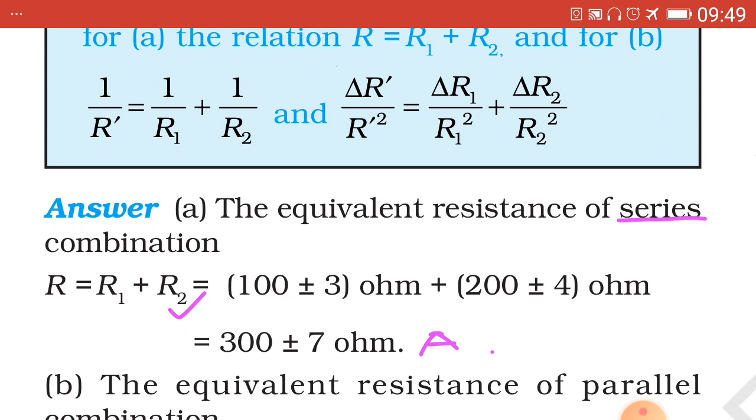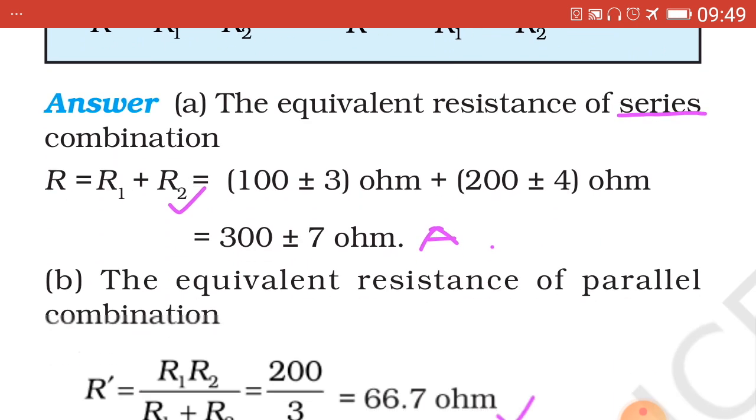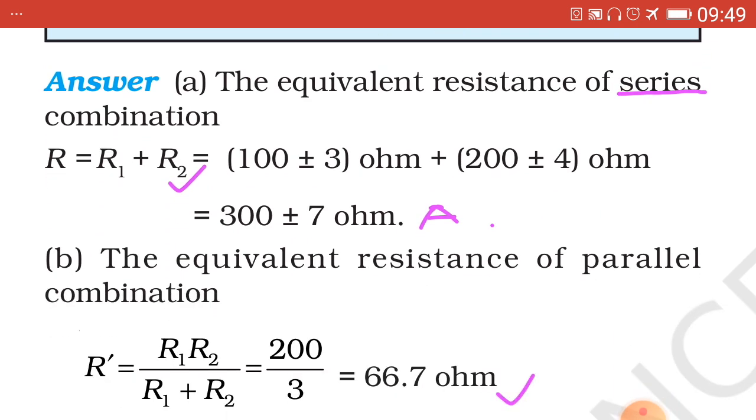In series combination, the formula of equivalent resistance is R equal to R1 plus R2. So this is equal to 100 plus minus 3 ohm, that is the value of R1, plus 200 plus minus 4 ohm, which is the value of R2. Now here without errors the sum is done first, that is 100 plus 200, which is equal to 300, plus minus the addition of absolute errors, that is 3 plus 4 equal to 7. Hence R equal to 300 plus minus 7 ohm, which is the final answer.